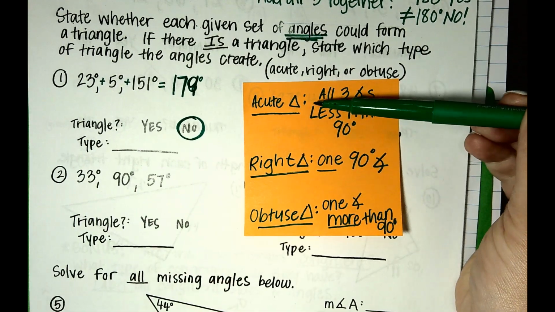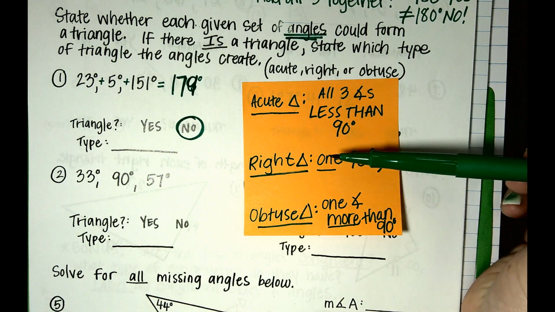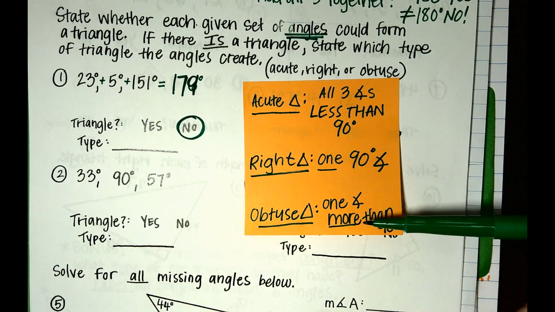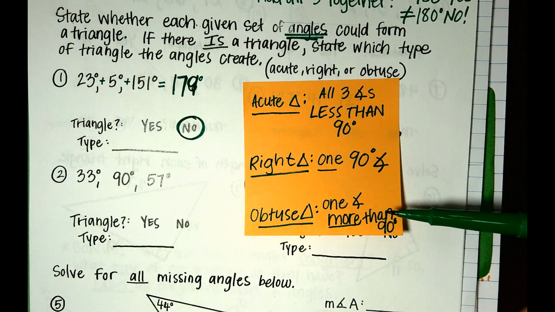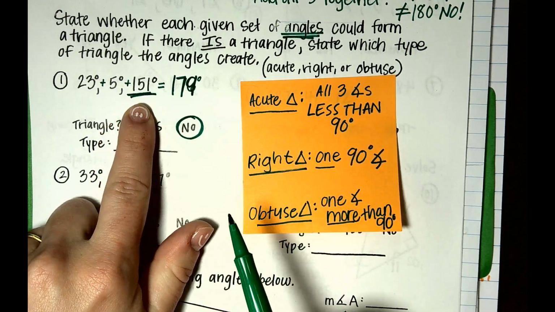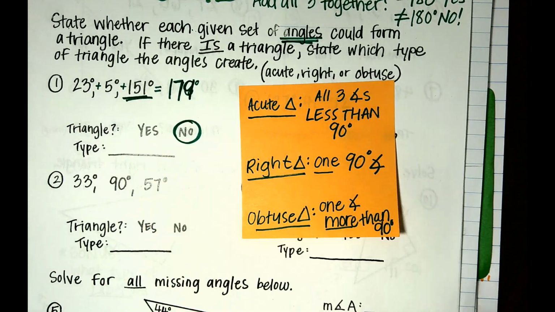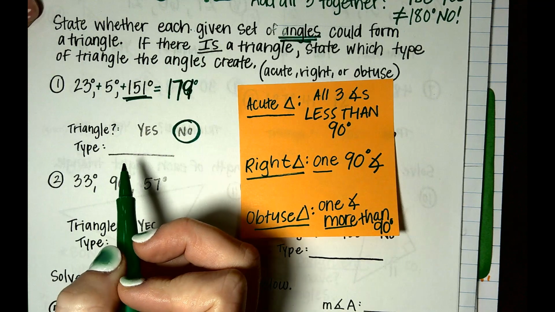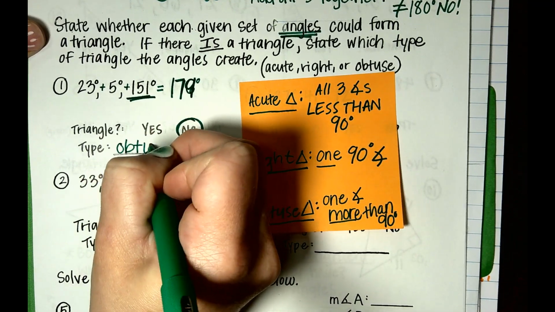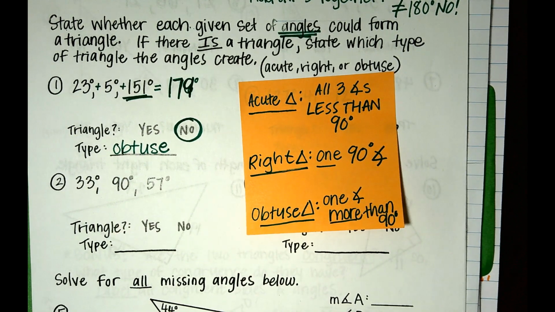So it's not an acute triangle because all 3 would have to be less than 90. It's not a right triangle because there's no 90 degrees. So if you said obtuse, you are correct because there is one angle that is more than 90 degrees. So for number 1, no, this is not a triangle, but if it was, it would be obtuse. Perfect. Any questions about number 1?